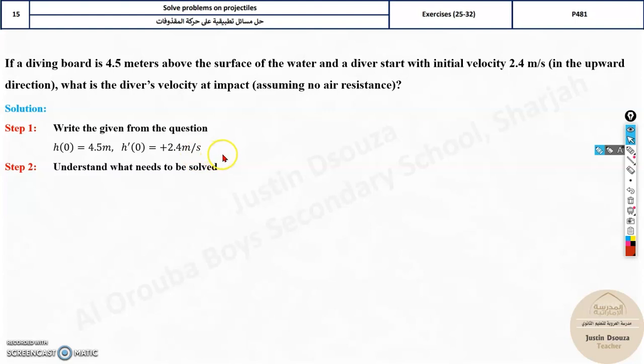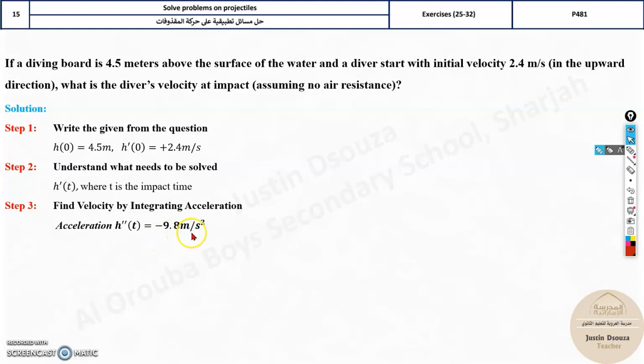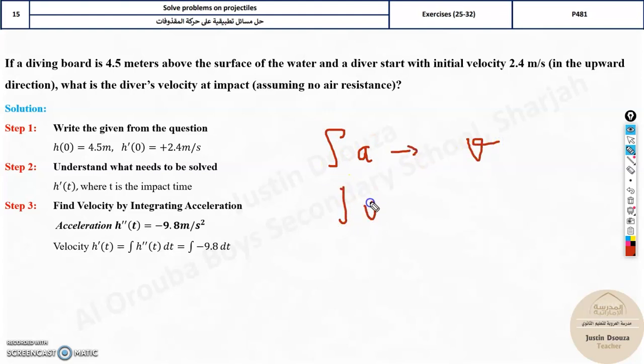Next, you need to understand what needs to be solved. That is h dash of t, but at t equal to the impact time. Now we know the acceleration due to gravity is negative 9.8 meters per second squared. All you need to do is integrate this, and then you will get the velocity. Integration of acceleration gives you velocity, whereas integration of velocity gives you the position. Position can be written as s, but anyway, if you understand it's enough. In the previous topic, we had derived: if we differentiate position, we get velocity, and differentiating velocity gives acceleration. But now it's the other way around. We are coming backwards. So we found the velocity, but this is the general velocity at any time t.